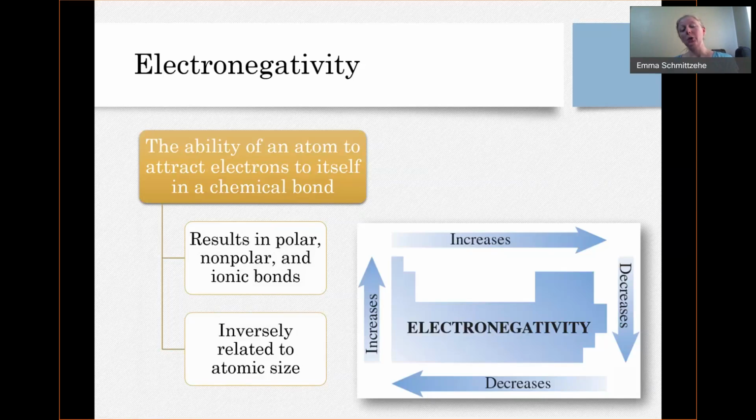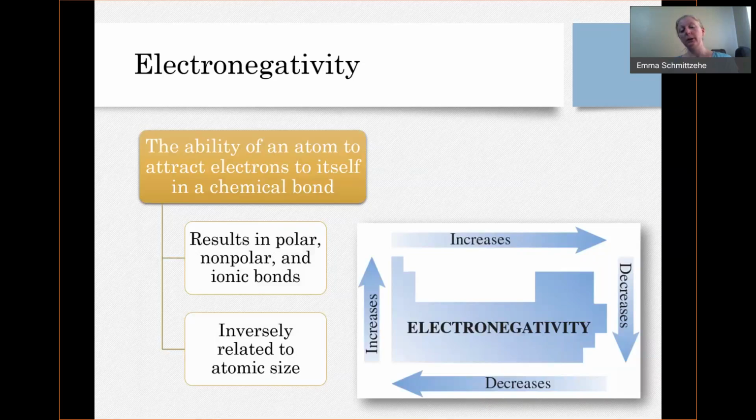And then as you go from the bottom to the top of the periodic table, your atoms also get smaller. That would be because of fewer shells of electrons on those atoms. And so your electronegativity also increases. Or you can look at it the other way. You can say from right to left, your atoms get larger, so your electronegativity decreases, or from top to bottom, your atoms get larger, so your electronegativity decreases.